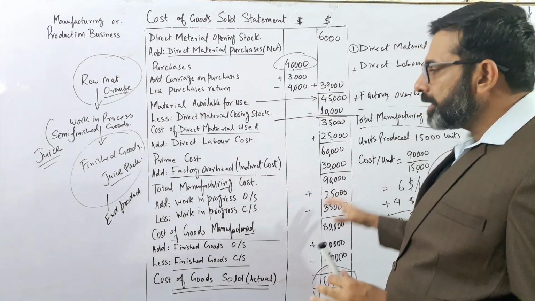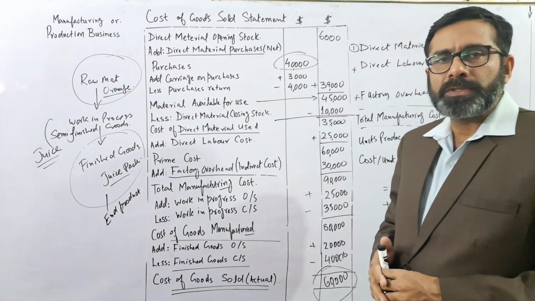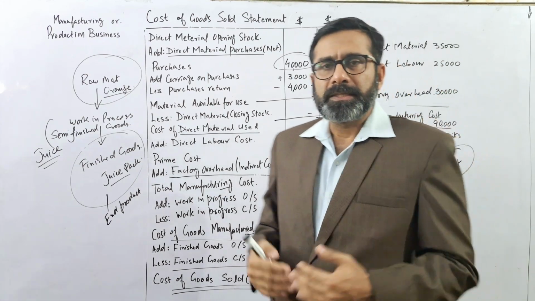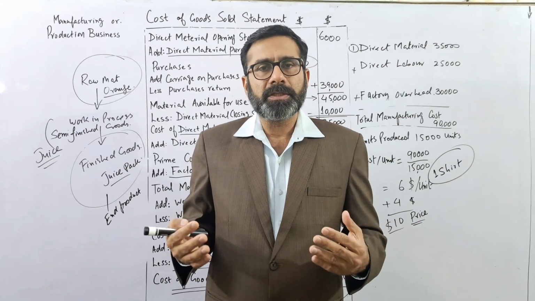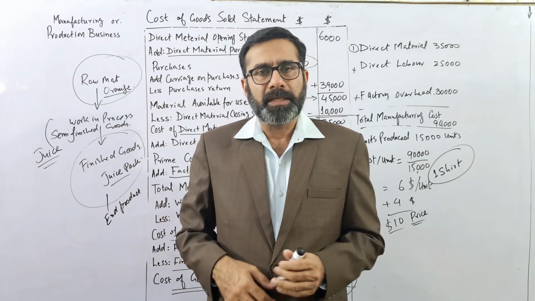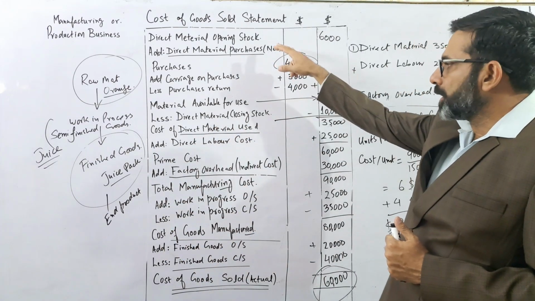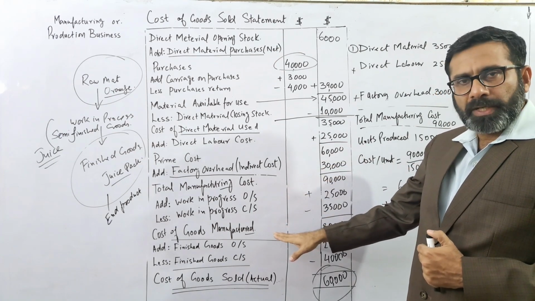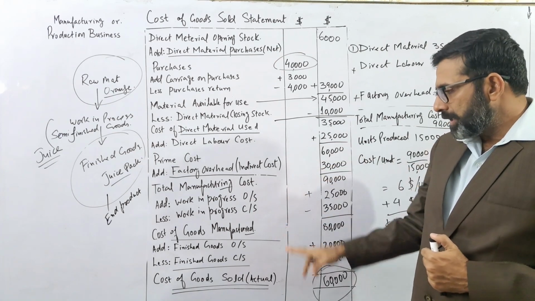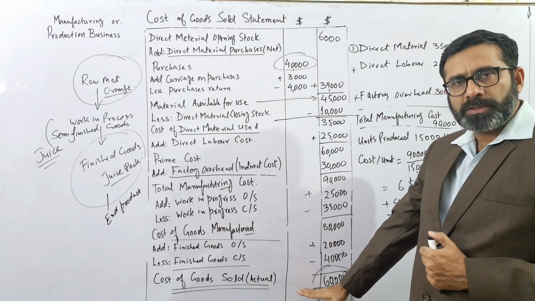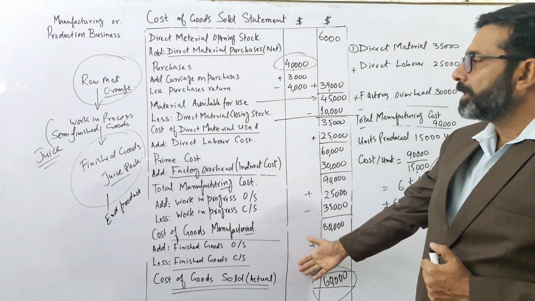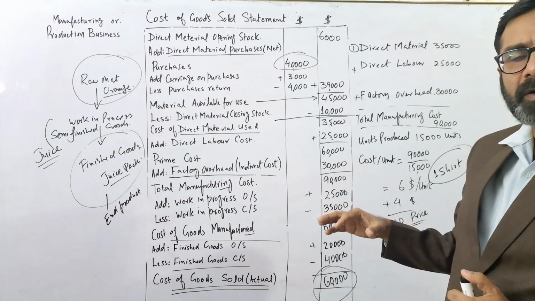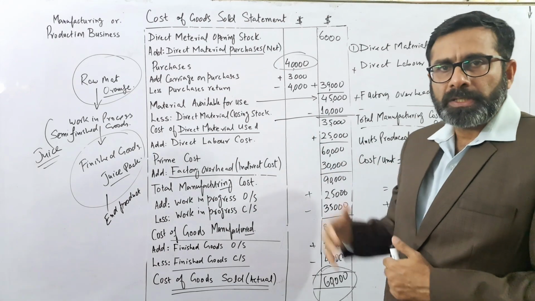So this is the format of how we prepare the cost of goods sold statement. If you have any doubt or any question, you can ask me in the comment section. We started with the total manufacturing cost, then we calculated the cost of goods manufactured, and then we calculated the cost of goods sold. So this is the format of the cost of goods sold statement for manufacturing or production companies.